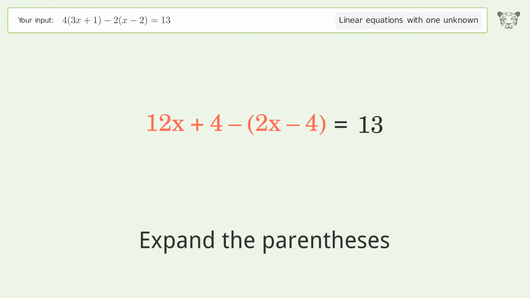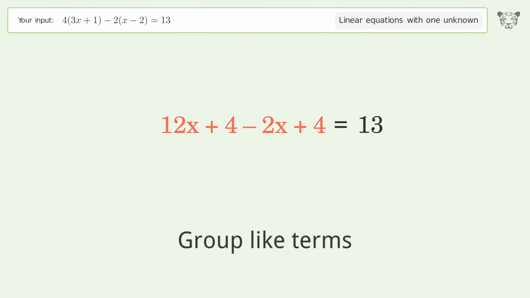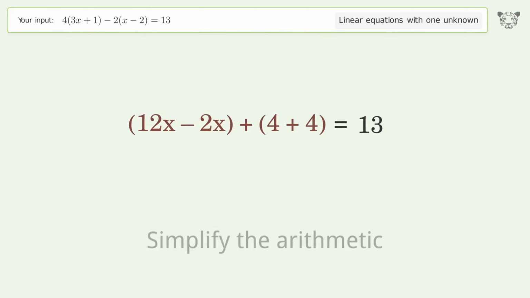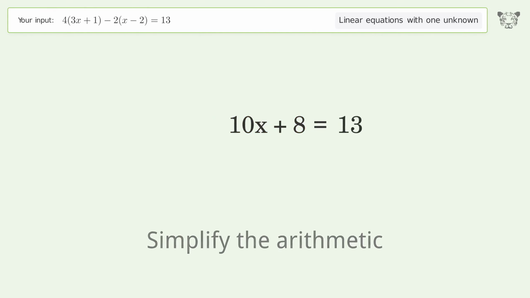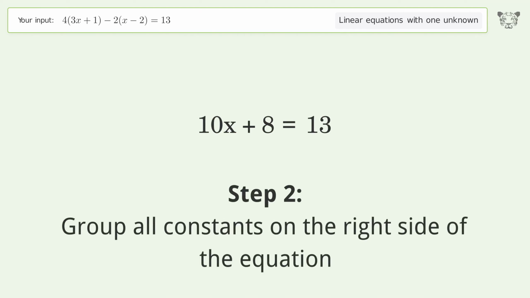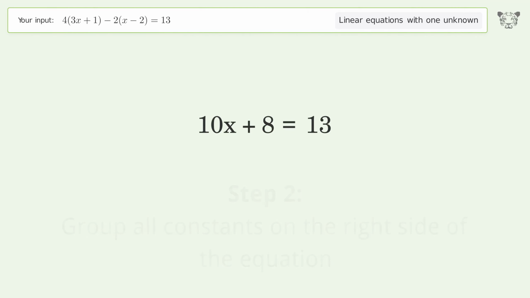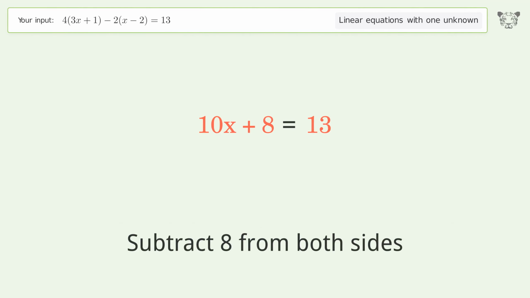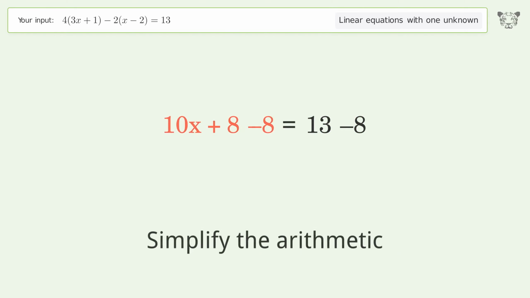Expand the parentheses. Group like terms. Simplify the arithmetic. Group all constants on the right side of the equation. Subtract 8 from both sides. Simplify the arithmetic.